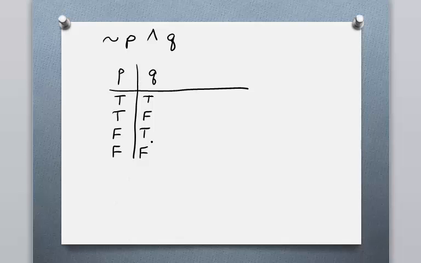Now we'll write down the statement that we're looking to find. So we have a negation of P and Q. And we'll fill in what we know. Right? So I can go ahead and copy down the P column. And I can copy the Q column.